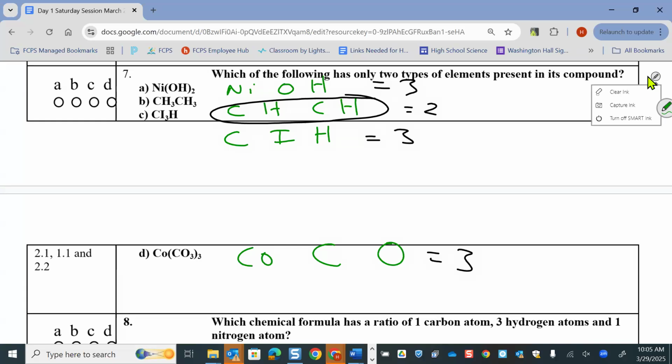Wait, how's the last one? 3 elements? Because it's CO for cobalt, C for carbon, and O. And each capital letter gives you a different element. So a capital and then lowercase is one element. Correct. And that's what messed you up before.